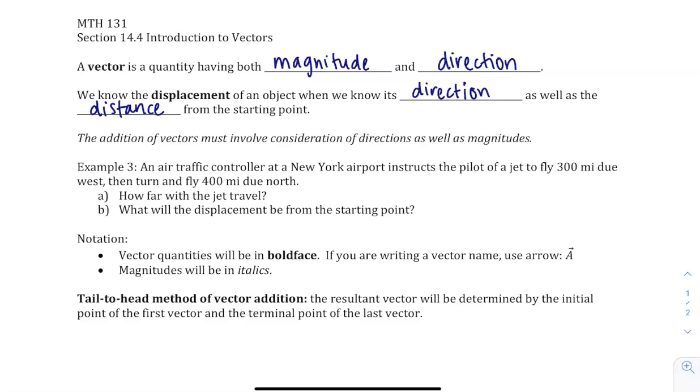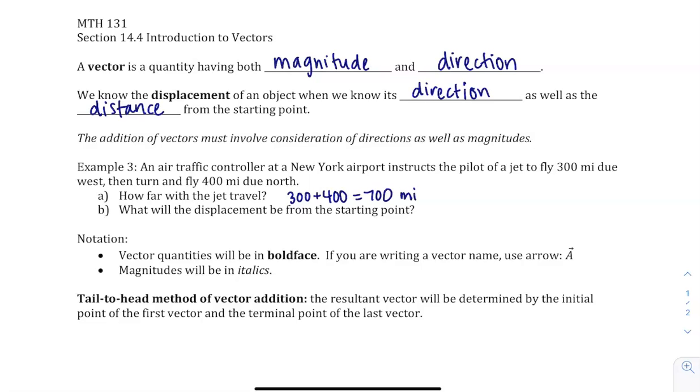So let's look at this example. We have an air traffic controller at a New York airport who instructs the pilot to fly a jet 300 miles due west, then turn and fly 400 miles due south. So the first question, how far did the jet travel? Well, they went 300 miles, then 400 miles, and so the total would be 700.